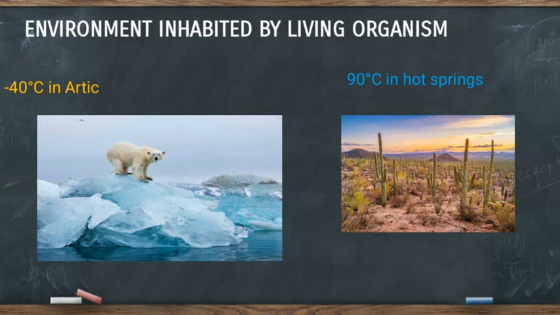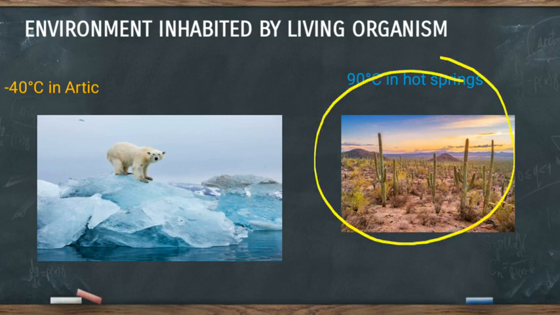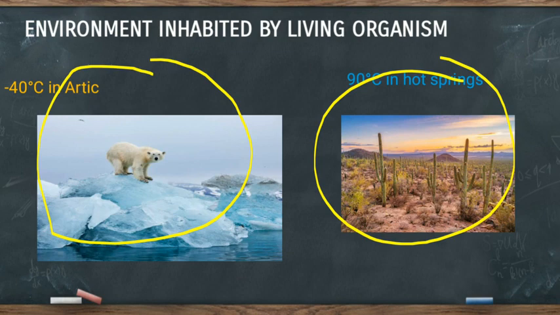Now, the temperature of the environment inhabited by most of the living organisms ranges between 90 degrees in very hot springs, as well as negative 40 degrees in Arctic. These are very cold environments. And such organisms that live in different environmental conditions, those that live in very cold environment, they have developed adaptations that have enabled them to survive in such very cold environment. Whereas organisms that also live in very hot environment, they have also adapted mechanisms for survival in such environment.